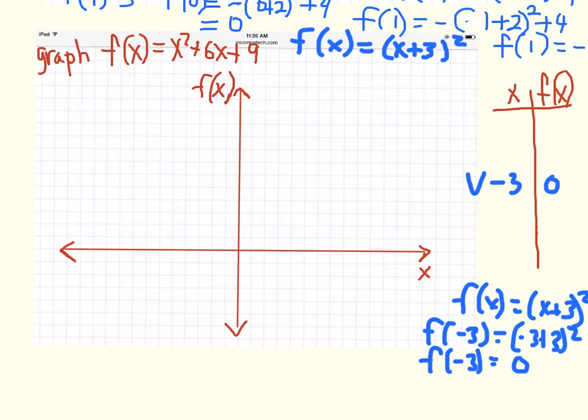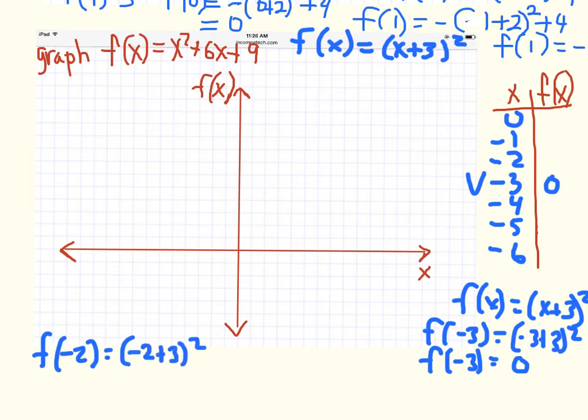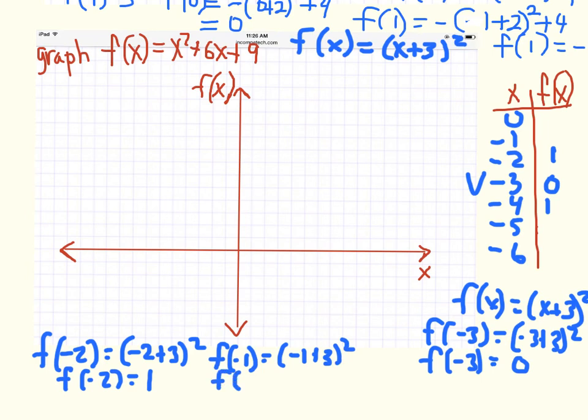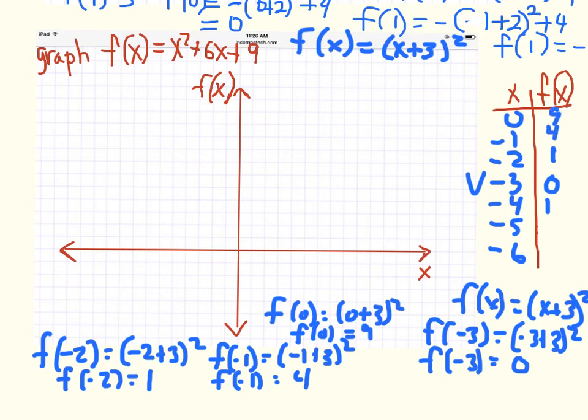And otherwise, this will just end up looking like the very first graphs we did. I'm going to go up by 1 and down by 1. So when I go f of negative 2, I make x negative 2. That will be negative 2 plus 3 squared, that's 1 squared, or 1. And I'll get the same one for negative 4. When I do f of negative 1, I'll get negative 1 plus 3, which is 2 squared, or 4. And when I do f of 0, that'll get me 0 plus 3 squared, so f of 0 equals 9. So I've got 4 and 9 and 4 and 9.